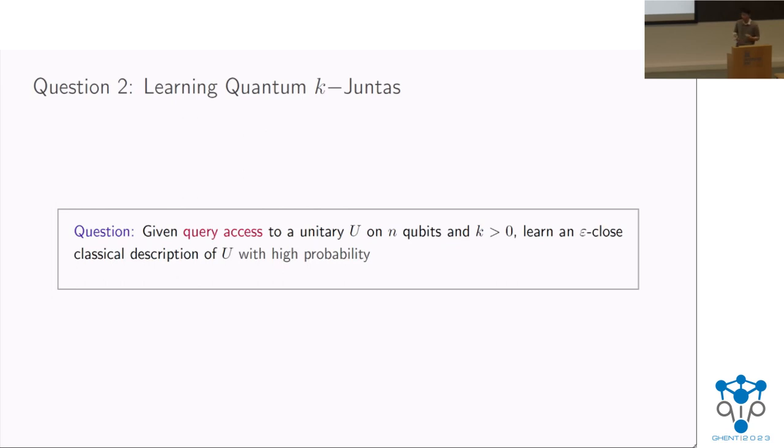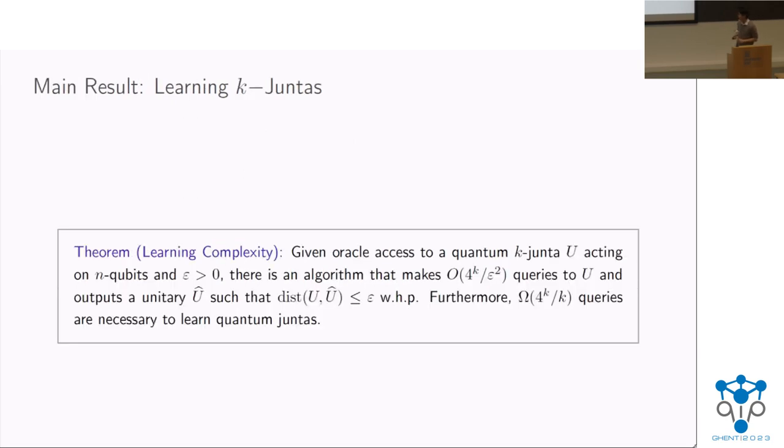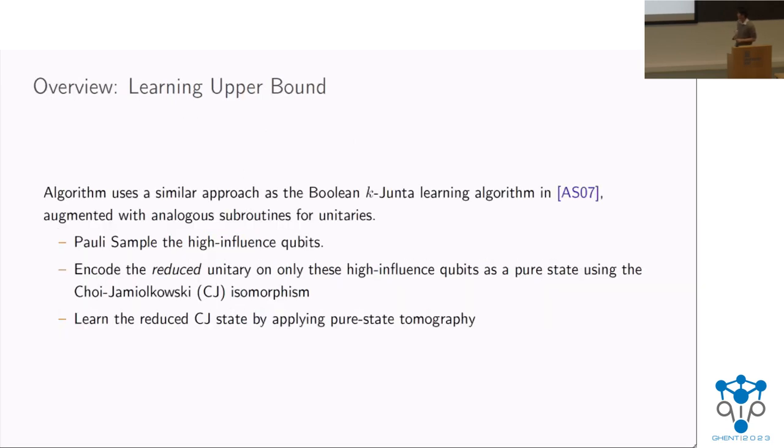Now let me just briefly talk about the other set of results around learning. So we're given query access to U, and we want to output a classical description, and this can be done in 4^k queries. The approach here is very similar to the algorithm by Atici and Servedio in '07, and let me just roughly lay it out, and we'll save the details for the Q&A if there's time.